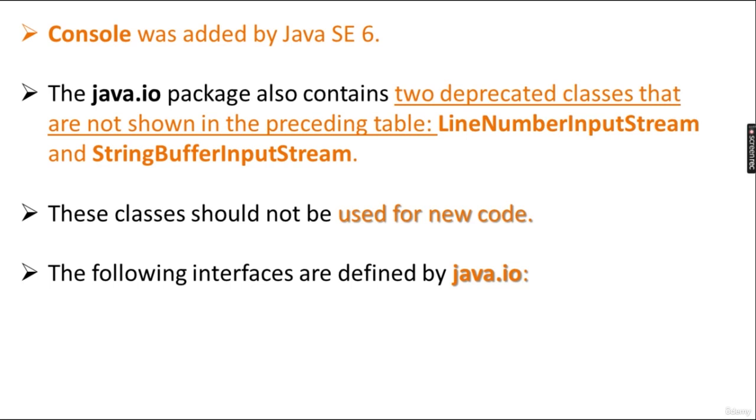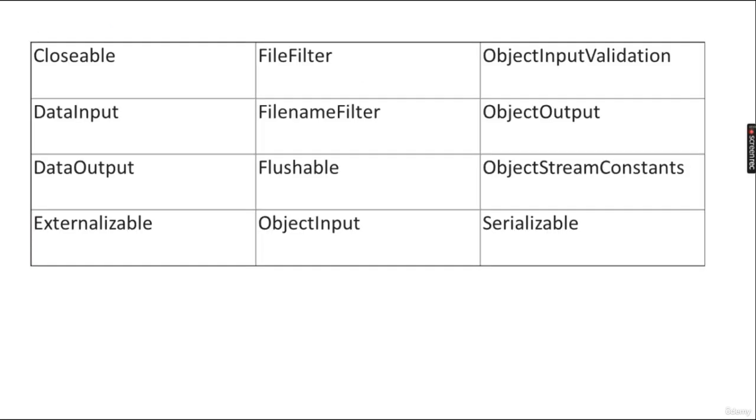The Java input-output package also contains two deprecated classes that are not shown: LineNumberInputStream and StringBufferInputStream. Both are deprecated, and for new code you should not use these two classes. Now we will see the interfaces defined by the Java input output package.